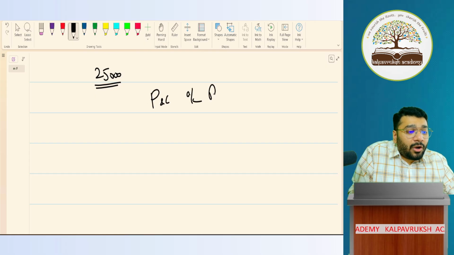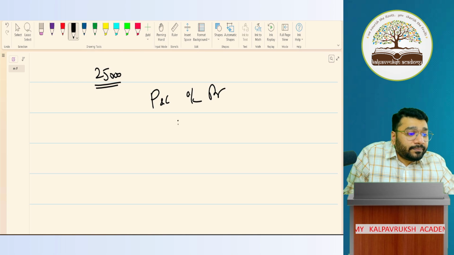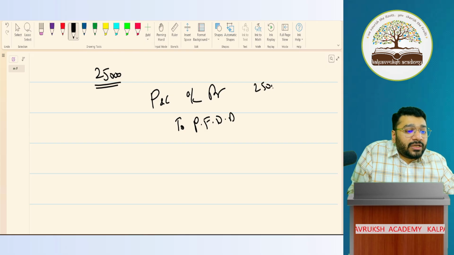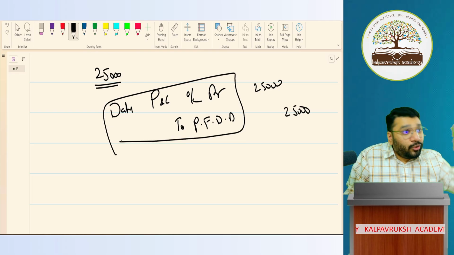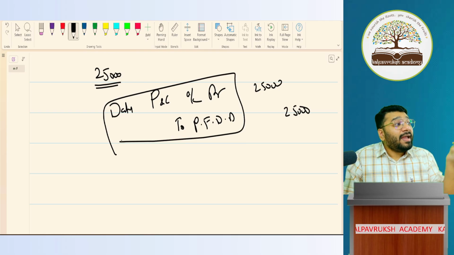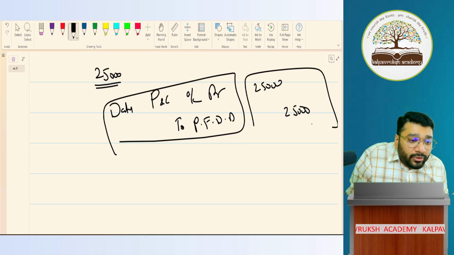P&L account debit, all expense and losses, to Provision for doubtful debts, 25,000. So recognition aspect told you at what date you should record this and how the entry should be passed. And measurement aspect told you how this amount has been derived.